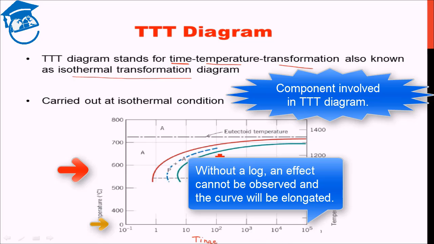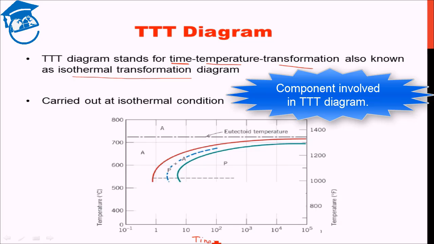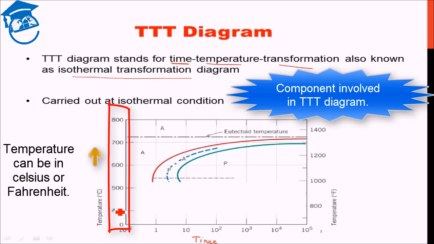Then the curve will be really elongated, and as we saw in the previous lecture, the Avrami relation is an exponential relation of time. Therefore we require a time component which is in logarithmic scale. This axis is our temperature axis. It can be in degree Celsius, it can be in degree Fahrenheit, doesn't matter.